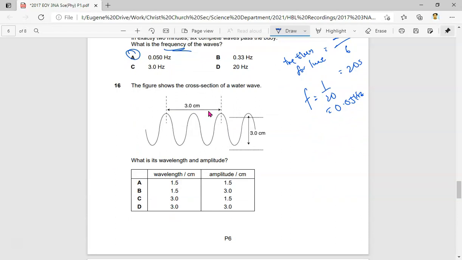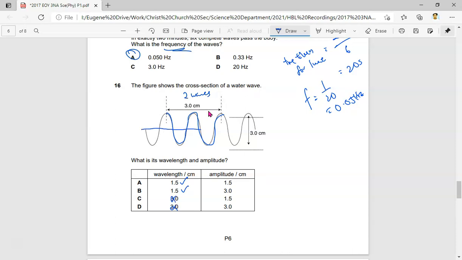Okay, so water wave, you cut it, there's a cross-section. 3 cm is like this. What is the wavelength and the amplitude? So first thing, find the wavelength first. Wavelength is the length of one complete wave. So this 3 cm is for 2 waves. So one wave is actually 1.5. So these two are wrong.